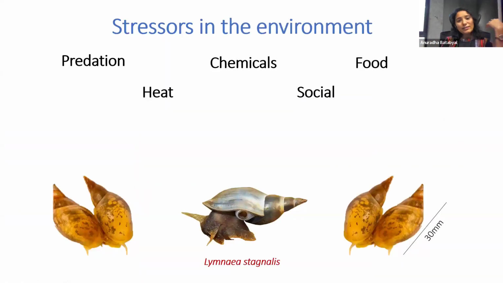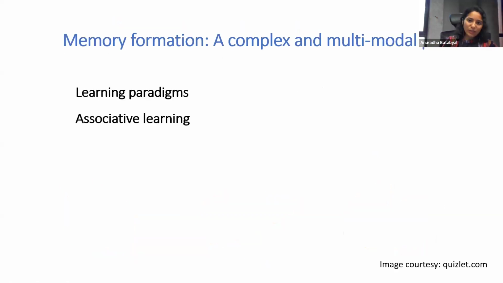So what I tried to look at was multiple kinds of stressors in the environment, be it predation, be it heat stress, which is a very important thing right now, be it any other chemicals or pollutants that end up in aquatic systems, which is also a major factor changing aquatic environments in urban spaces. Food availability, social interaction, all of these: how do these stressors change learning or memory in these animals? And memory processes are very complex.